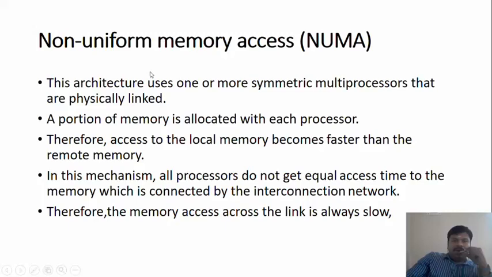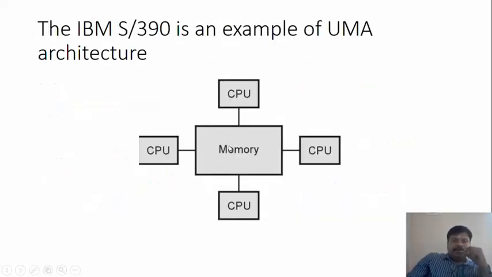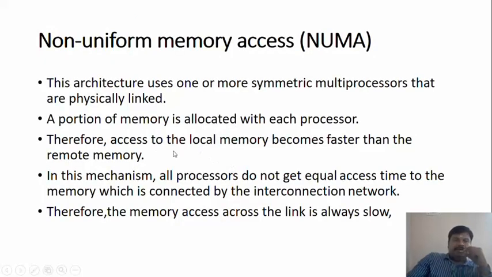When we go for non-uniform memory access, it uses one or more symmetric multiprocessors that are physically linked. A block of memory is allocated to each processor. So each and every processor has some set of memory. Here the memory is not allocated uniformly, all the CPUs will have access to this memory, but here the memory is allocated. Therefore access to the local memory becomes faster than the remote memory, because we have allocated the memory, so local memory will be faster than remote memory. In this mechanism, all processors do not get equal access time to the memory, which is connected by an interconnection network. Therefore the memory across the link is very slow.